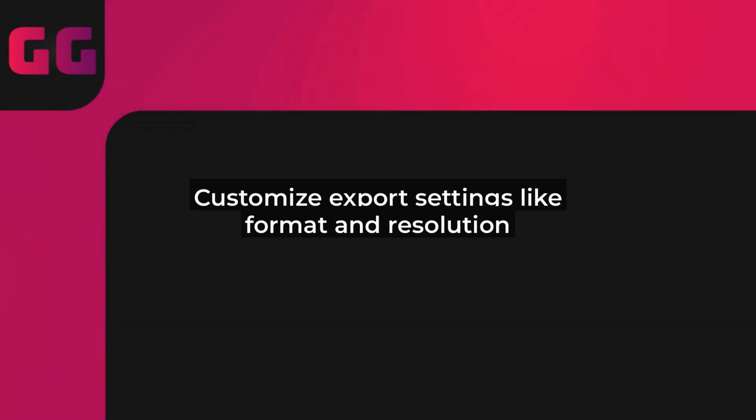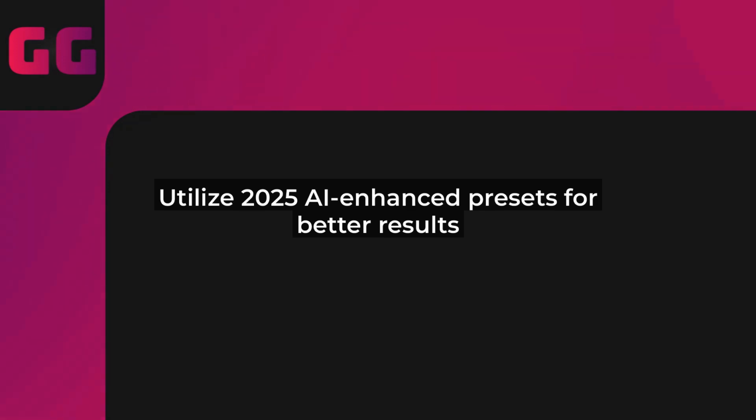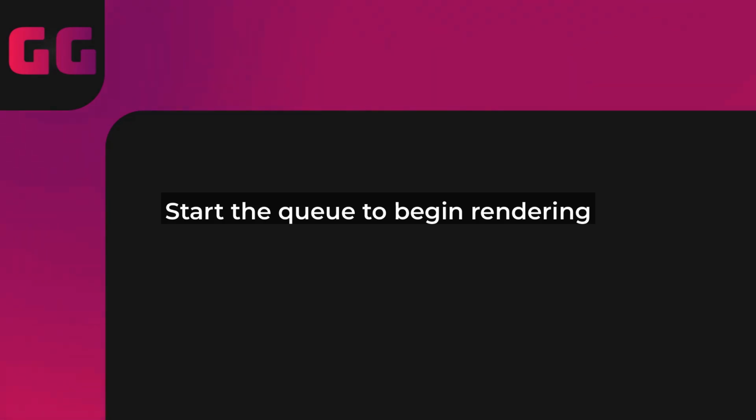Next, it's all about settings. In the Queue panel, click on the Output settings to customize your render. Choose your format, like H.264 for web videos or ProRes for high-quality exports. Adjust the bitrate, resolution, and frame rate based on your needs. For 2025, Adobe has added some cool AI-enhanced presets, so if you're rendering for social media, try the optimized settings for faster exports without losing quality.